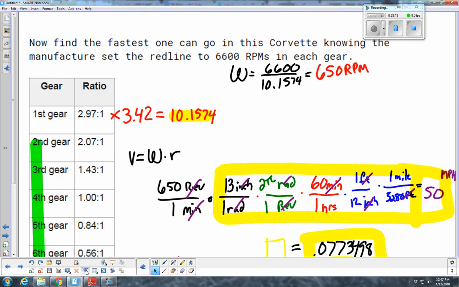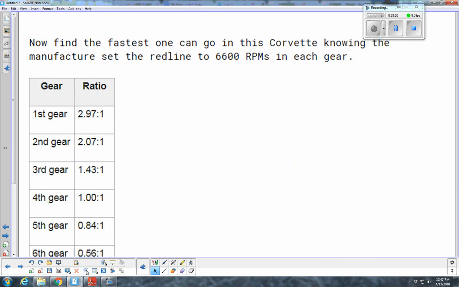Now, this is kind of a cool exercise. I found all the gear ratios for the transmission in that Corvette that I want so bad: first through 6th gear and reverse. This is reverse down there. It's negative. So what we're going to do is find the top speed you're capable of doing in each gear ratio.